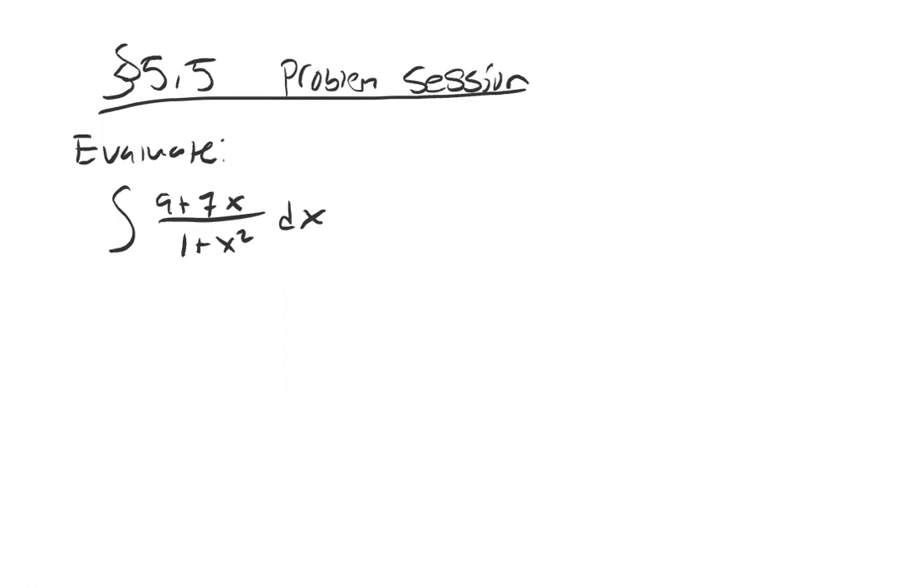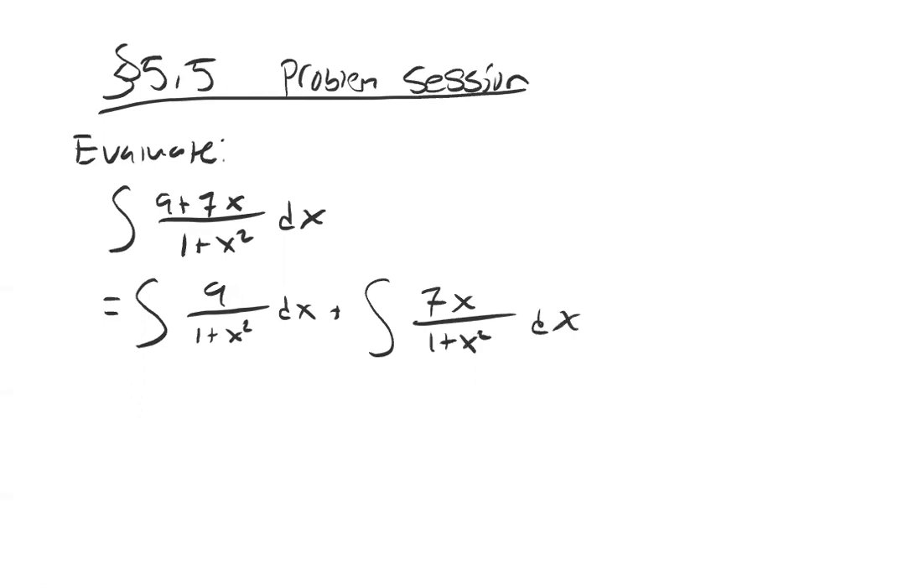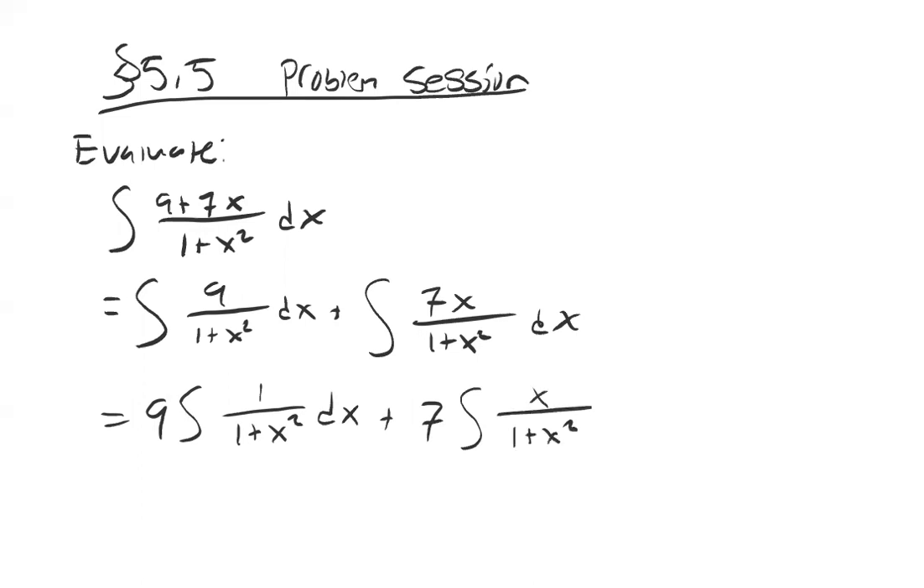So if all that fails and you have something that looks like this, a rational function, a polynomial divided by a polynomial, your next step is to split it up. So this is going to be equal to the integral, and I just split up the numerator: the integral of 9 over 1 plus x squared dx plus the integral of 7x over 1 plus x squared dx. Now I have to look at these and see if I can do those. If I can't, then I'm going to have to see if I've gone wrong somewhere, or copied down the question wrong. Let's see. For this first one, let's pull the 9 out of the integral. I get 9 times the integral of 1 over 1 plus x squared dx plus, pulling the 7 out here, 7 times the integral of x over 1 plus x squared.